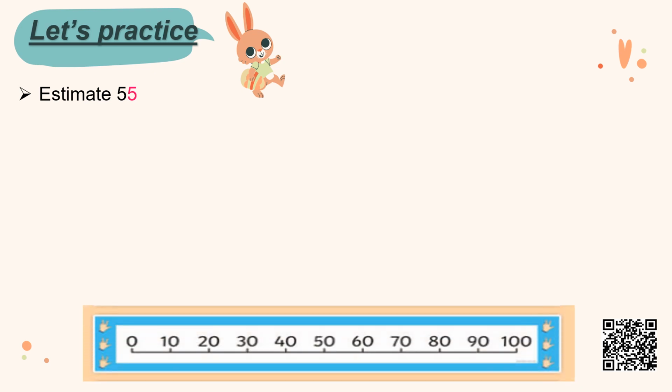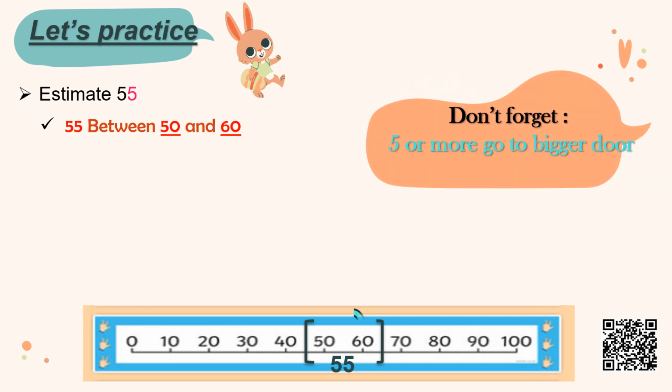Now let's practice. Estimate 55. First, we must draw the number line. 55 is between what and what? Yes, 55 is between 50 and 60. Second step, look at ones. Don't forget, 5 or more, go to the bigger door. Now in ones, we have 5. So we will go to the bigger door. So 55 will be 60.